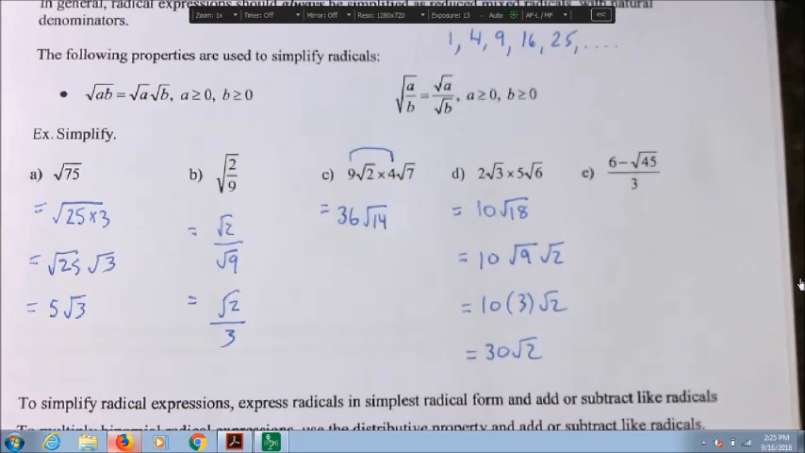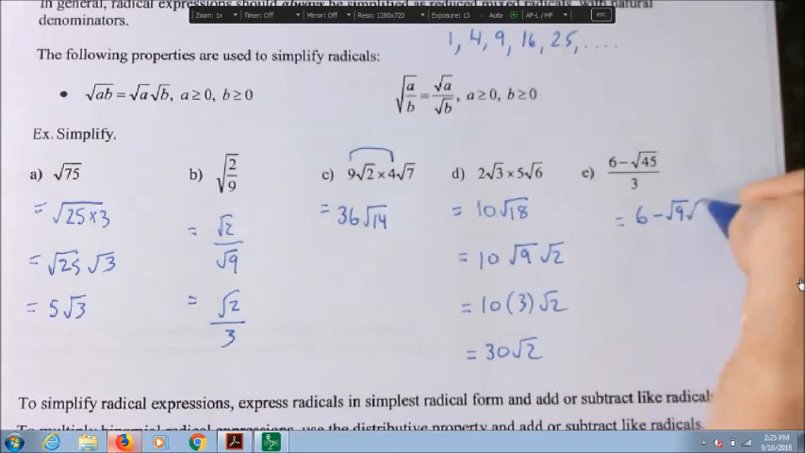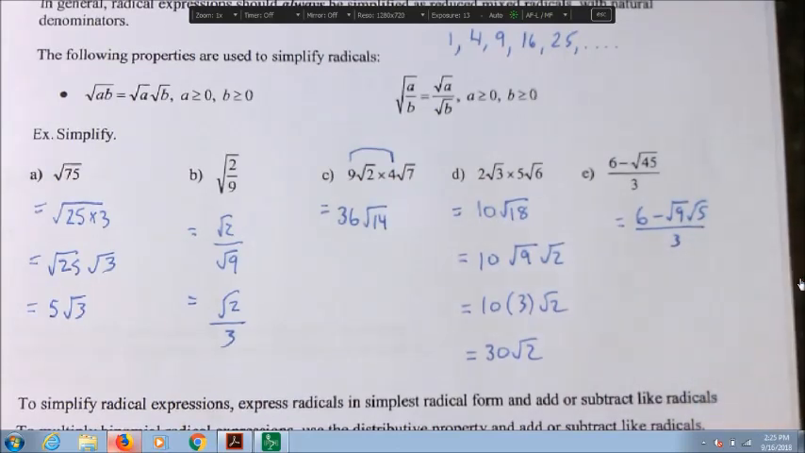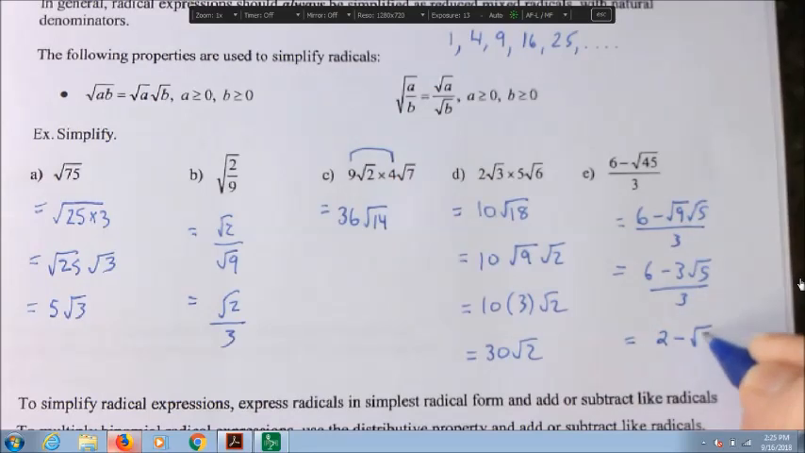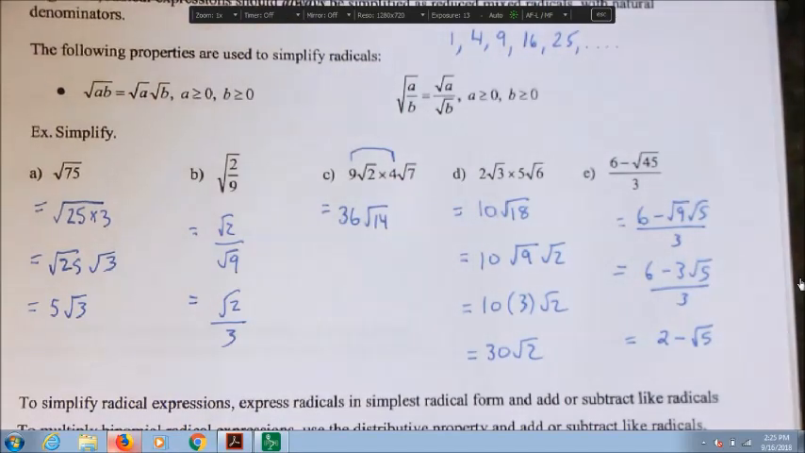But what I can do is simplify root 45. So I can write it as 6 minus root 9 root 5 over 3. Now I can write the root 9 as a whole number and then divide each of these terms by 3. Dividing means I'm only dividing the whole numbers, not touching the radicals. So dividing everything by 3 is reducing the fraction. The 6 becomes 2, 3 root 5 becomes just root 5, and the 3 in the denominator becomes 1, so I'm not going to write it. Okay, so that's how to simplify those.